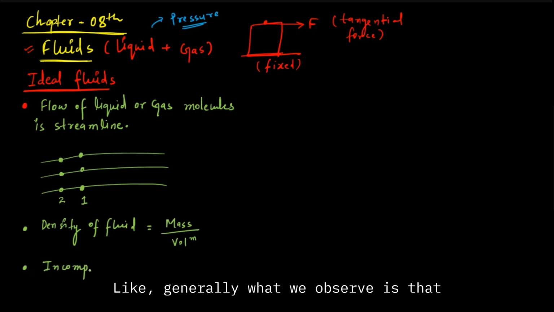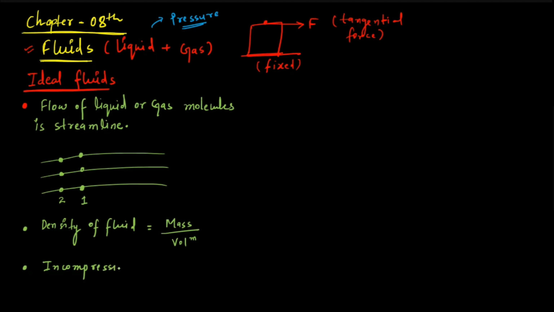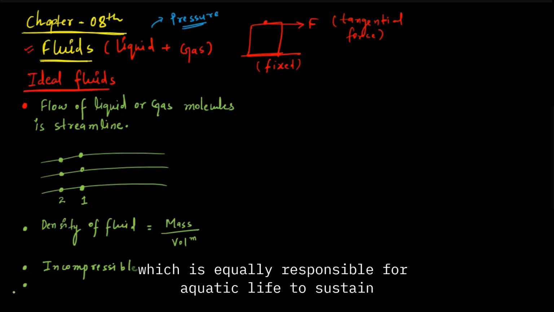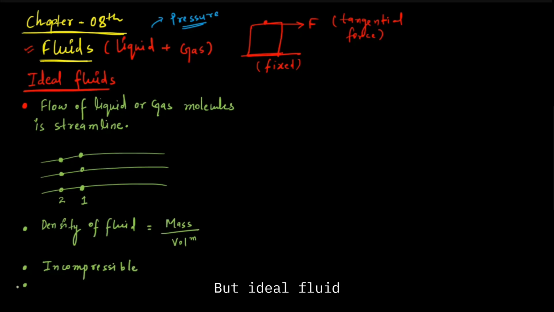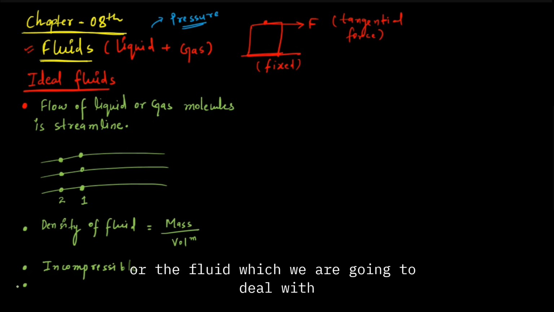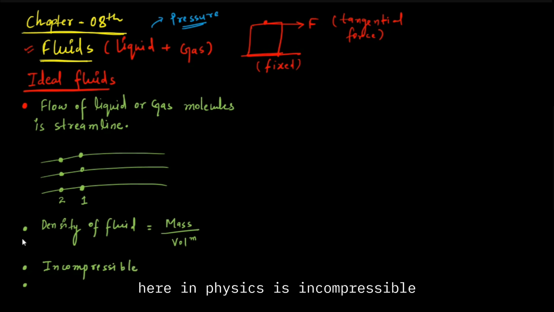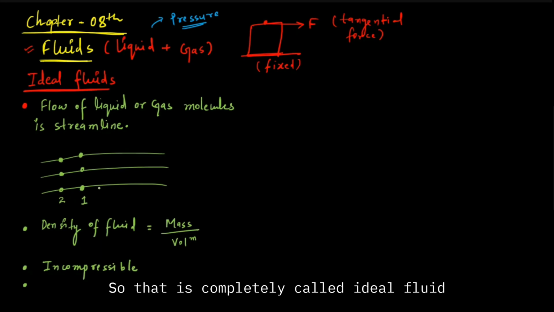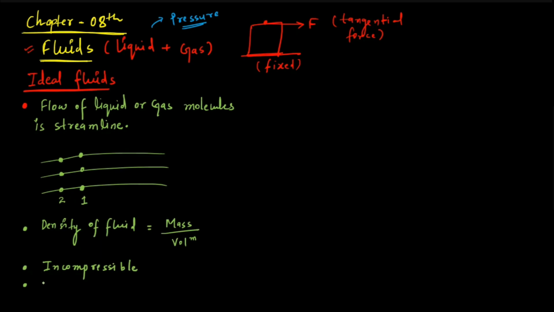Generally, what we observe is that when we are talking about fluids, they do have some space between them, and that space generally carries oxygen, which is equally responsible for aquatic life to sustain. But ideal fluid, or the fluid which we are going to deal with here in physics, is incompressible. There is no space between the liquid molecules. So that is completely called ideal fluid. Similarly, ideal fluid is non-viscous.